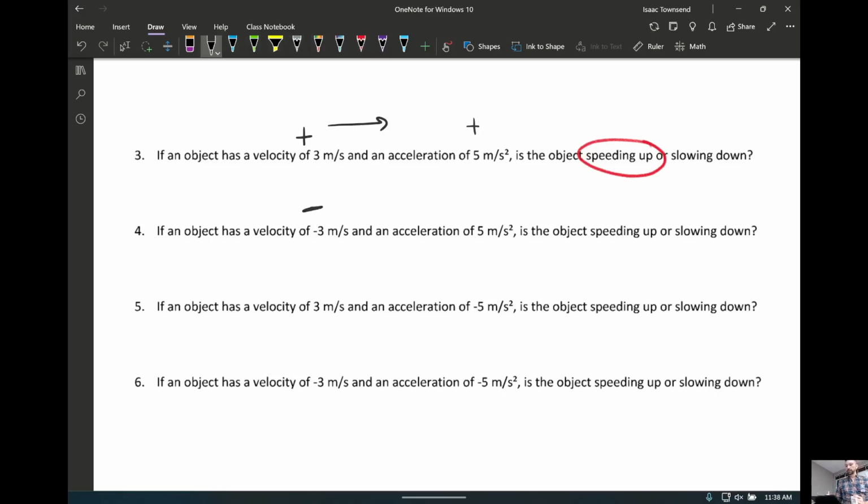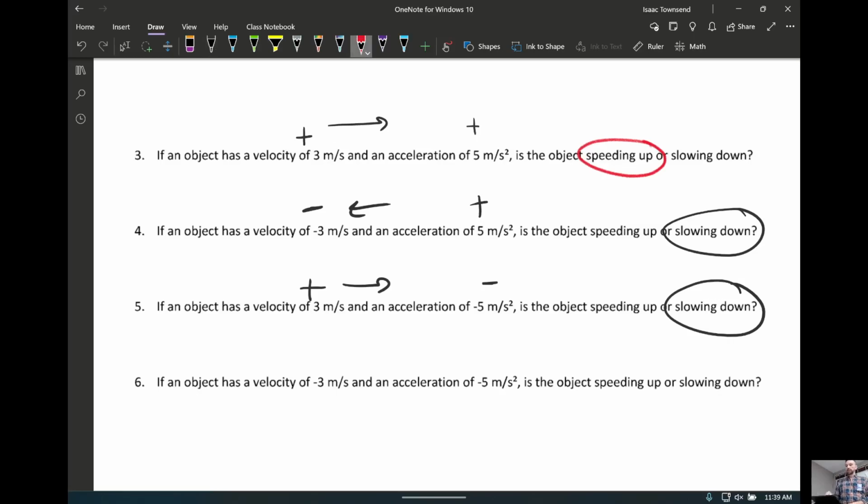If you're going to the left, if your velocity is negative, but your acceleration is positive, this means you're slowing down because you're traveling to the left, but your rate of change is increasing in the right direction. If this is positive, you're going to the right. If this is negative, this means that the rate of change is increasing in the negative direction, which is the same thing as slowing down in the right direction.